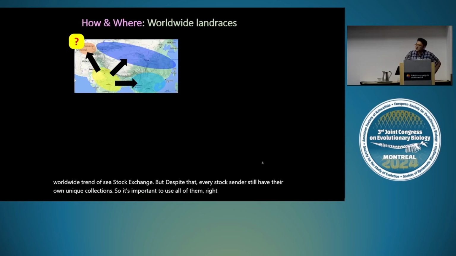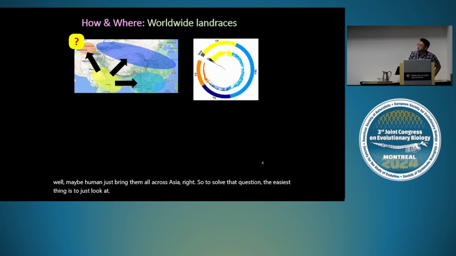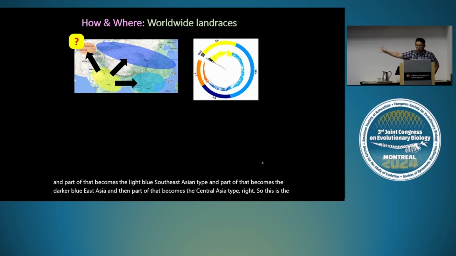Right, so the first question is, after they were domesticated, how did they spread to the world, right? We could imagine that maybe humans just brought them all across Asia, right? To solve that question, the easiest thing is to just look at the phylogenetic tree, and from this tree, just look at the color. You can see that those black lines are the wild progenitor. From those, we got the yellow South Asian type, and part of that becomes the light blue Southeast Asian type, and part of that becomes the darker blue East Asia, and then part of that becomes the Central Asia type, right? So this is the order of population divergence.